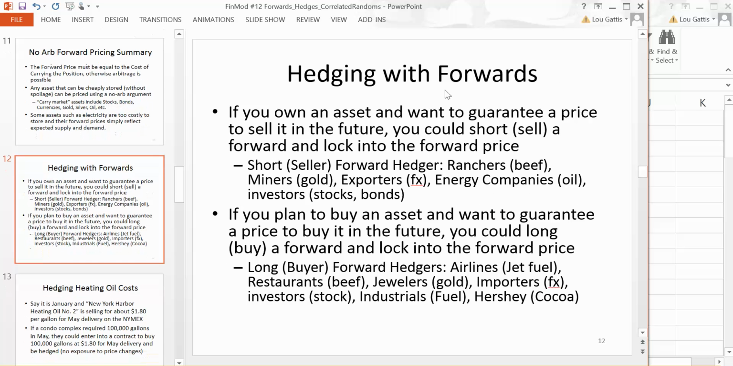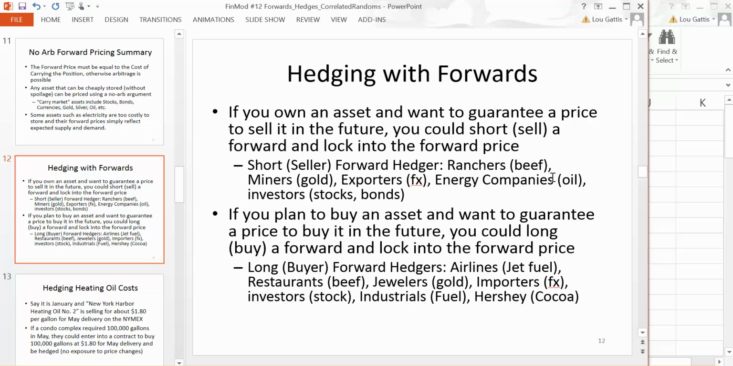So let's talk about hedging with forwards. If you own an asset and want to guarantee a price to sell it, you can short or sell a forward contract to lock into the forward price. So the most obvious example would be ranchers that raise cattle. Ranchers that raise cattle could enter into a forward contract to sell cattle. Or miners that are mining gold could enter into a forward contract to sell the gold at a fixed price. Therefore, ranchers and miners can eliminate all their risks to prices and lock into a profit if they can lock into their cost to raising cattle and mining.